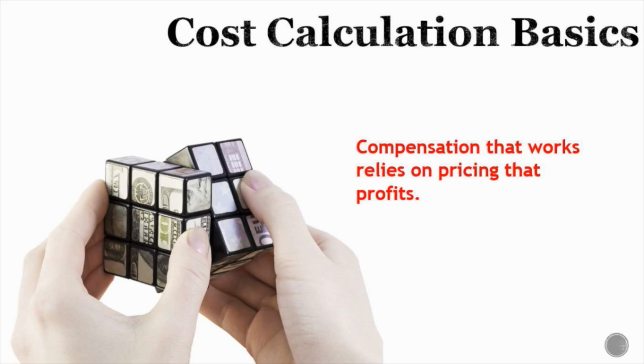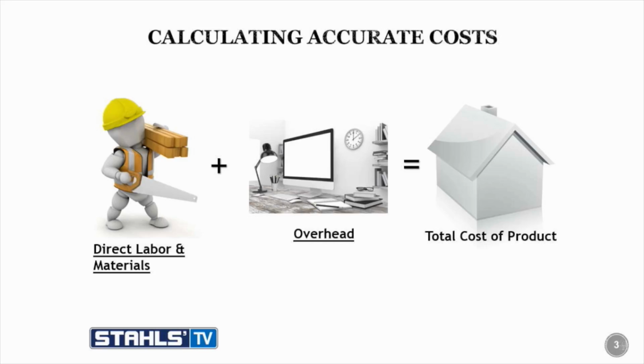The first thing we're going to cover is our cost calculation basics. And so compensation that works relies on pricing that allows for profit. And to start this off, we want to make sure you have an accurate understanding of all that goes into calculating accurate cost. So you'll see here on the left-hand side, you see the builder, and this is the actual construction worker with the materials to actually build the house. A big part of cost is your direct labor and materials that goes into making the actual item that you're manufacturing. So this would be your production labor time.